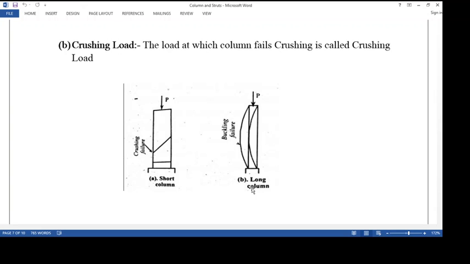Crushing load. So what is the crushing load? For example, one short column is there. You give the load to the short column. The column will fail like a crushing. That is called the crushing load. You see here, this is a short column. If you give the load, at that time the column fails by crushing failure. For example, here this is a long column. Long column means length is more. At that time you give the load, the column will fail like a buckling failure.